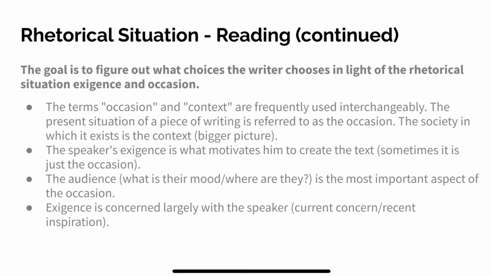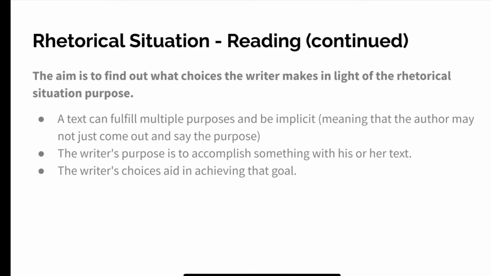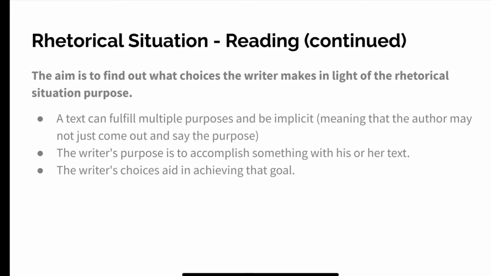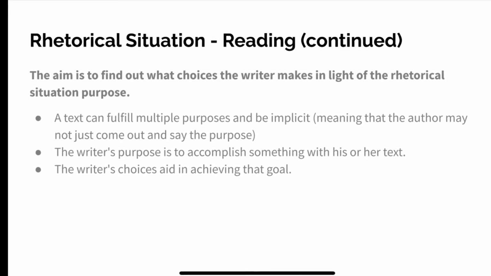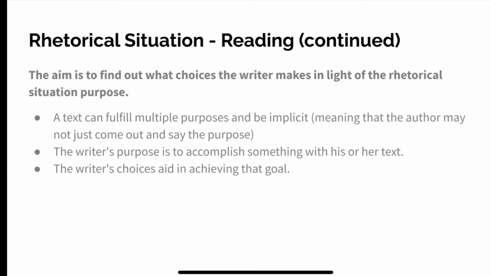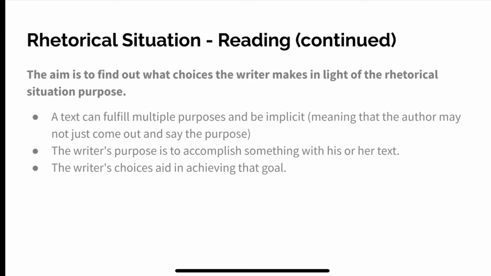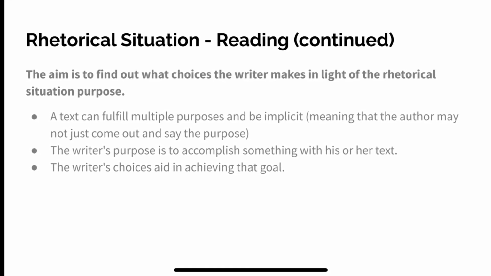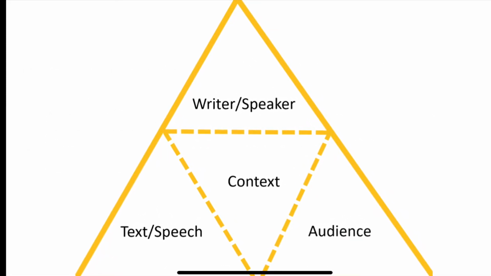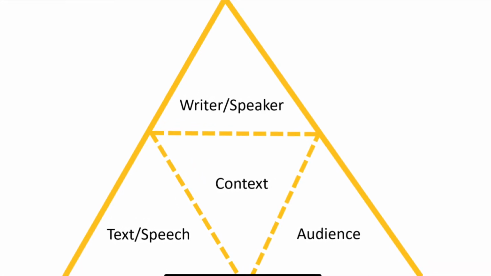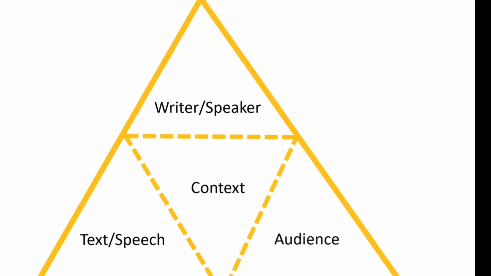Now, continuing rhetorical situation on the reading side, the aim is to find out what choices the writer makes in light of the rhetorical situation purpose. A text can fulfill multiple purposes and be implicit, meaning that the author may not just come out and say the purpose. The writer's purpose is to accomplish something with his or her text. The writer's choices aid in achieving that goal. Now here we can see the rhetorical triangle, where we have the writer and speaker on top, audience bottom right, text speech bottom left, and then context in the middle, which brings it all together, as you can see right here.